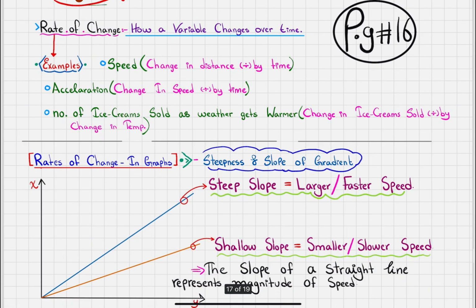Rate of change. Rate of change is how a variable changes over time. Examples: speed, which is change in distance divided by time. Acceleration, change in speed per unit time, which is change in velocity per unit time, delta v over delta t, v minus u over delta t. Number of ice cream sold as weather gets warmer, change in ice cream sold divided by change in temperature. This is how you're going to find your questions in the exam.